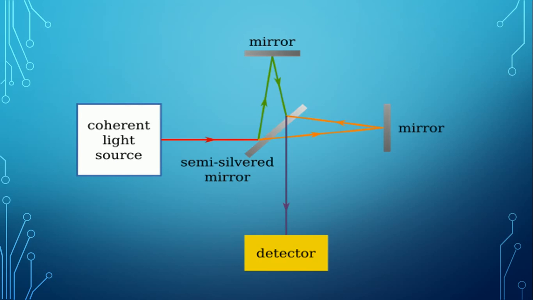A coherent light source, and it falls on the semi-silvered mirror, and then it is transmitted to one mirror and reflected to another mirror. Both rays coincide and form the interference pattern we see here using the detector.